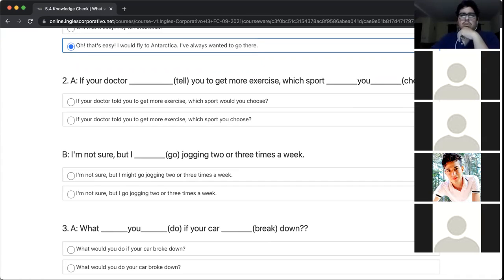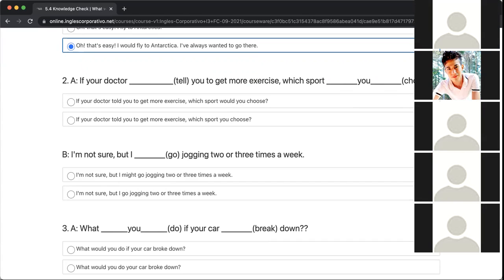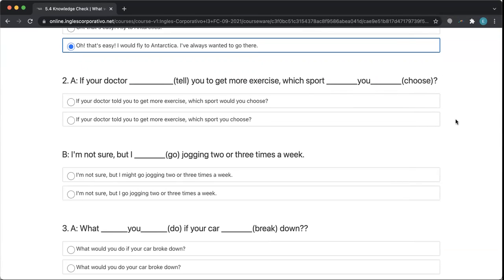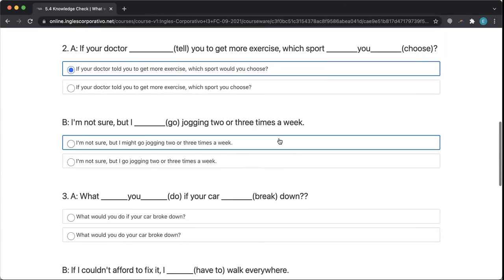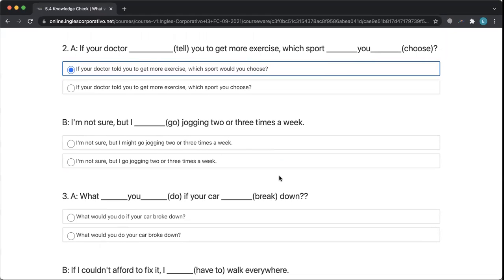Number two. What happened? Number two. Okay. There you go, Everett. If your doctor, this is the... Yes, correct. 2A. If your doctor told you to get more exercise, which sport would you choose? Okay, no problem. Good. 2B? I'm not sure, but I might go jogging two or three times a week.